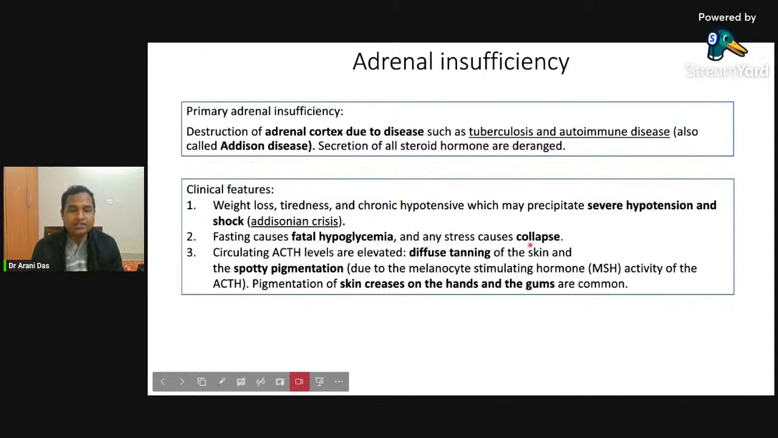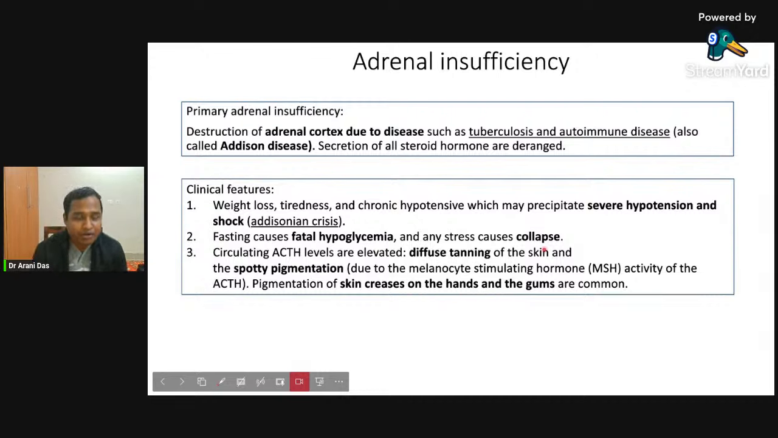Cortisol is a stress hormone, so as soon as we are stressed, maybe due to hypoglycemia, or in the animal kingdom due to the presence of a predator, cortisol will be released. It increases the availability of glucose and causes other metabolic changes to deal with this stress. But in adrenal insufficiency, due to destruction of the adrenal cortex by any disease, this stress handling by cortisol is absent. So we can't handle the stress, and that may precipitate hypotension, shock, hypoglycemia and collapse.